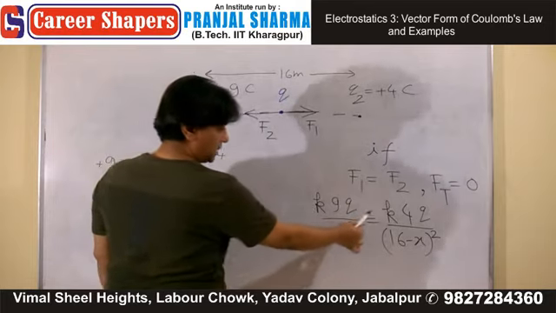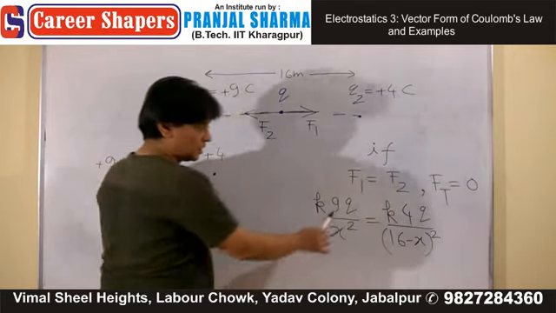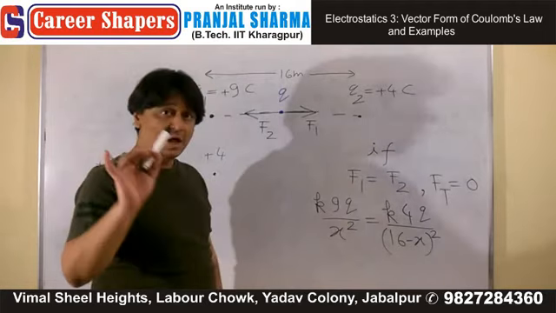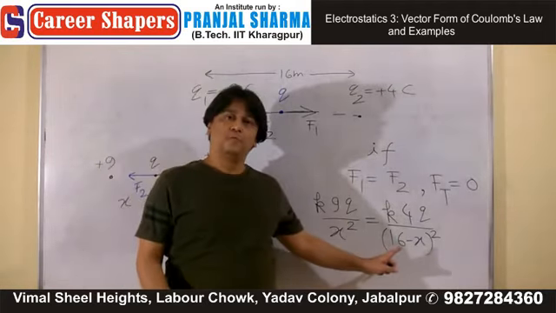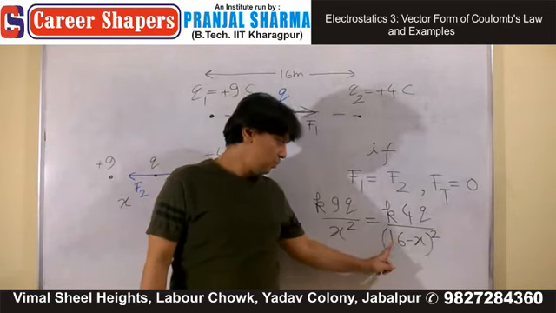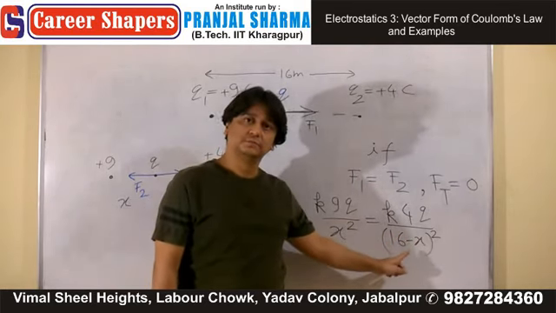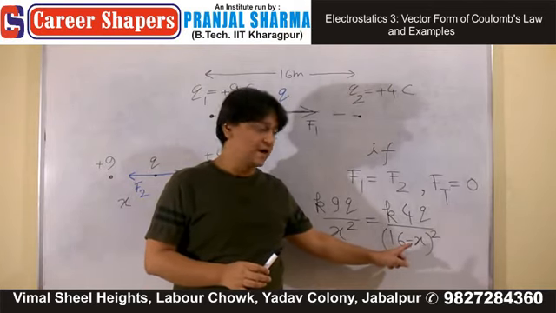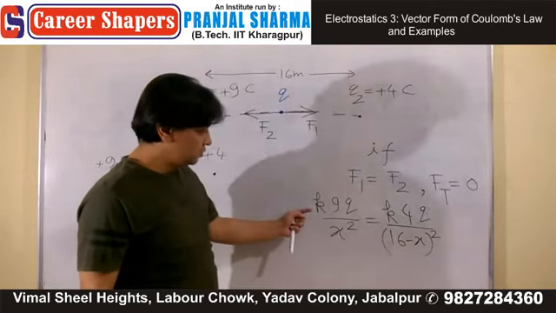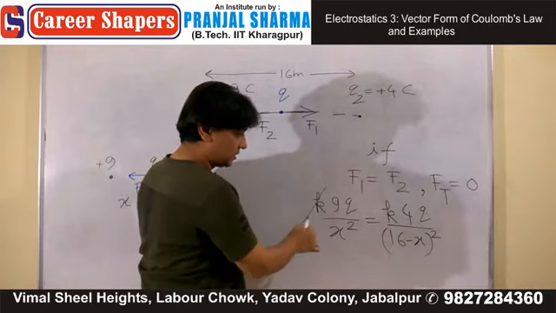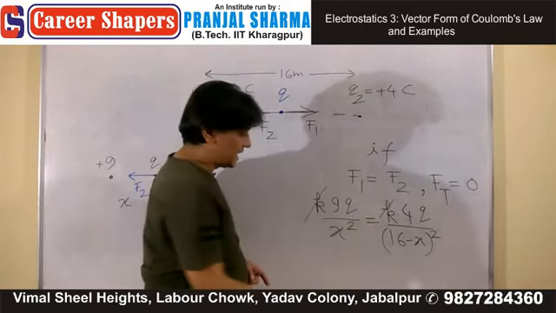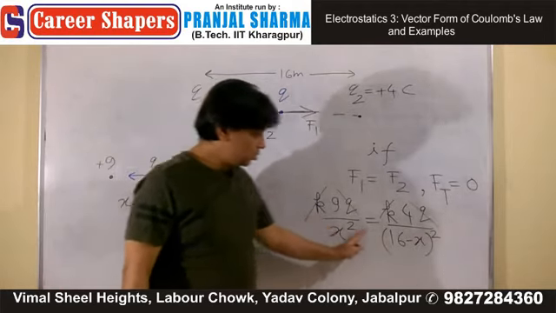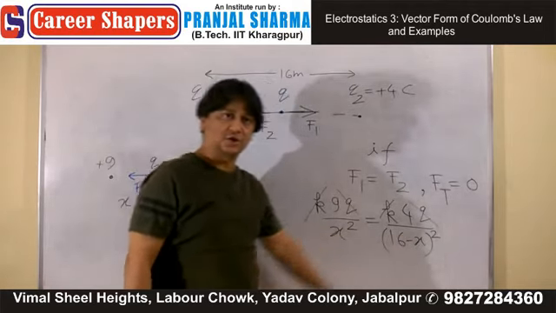K, K, Q, Q. Everything is gone. Now, what most people do is open these squares. When you open the squares, it makes the calculation a bit complicated. Once you cancel K, once you cancel Q, take the square root of LHS and RHS.